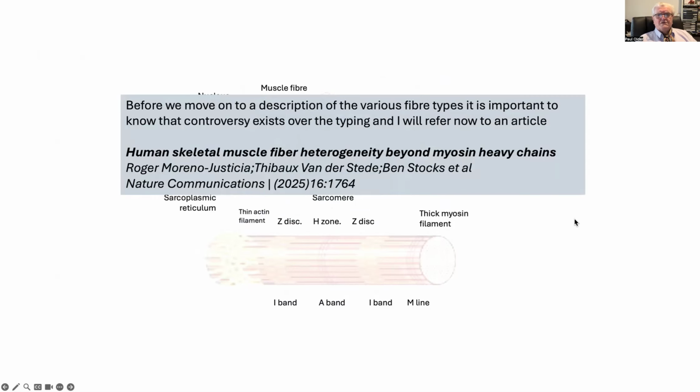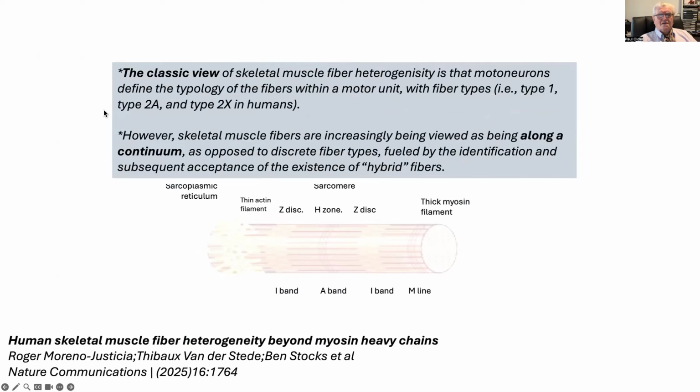Before we move on to a description of the various fiber types, it is important to know that controversy exists over the typing, and I'll refer you now to this article. That article is very high-powered, but nevertheless you can take away some important messages from it. The classic view of skeletal muscle is that there's a heterogeneity of motor neurons defining the typology of the fibers within a motor unit, with fiber types type 1, type 2A, and type 2X in humans.